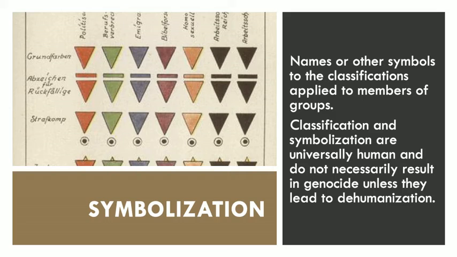And so the first stage of a genocide starts with symbolization. So before there's any killings and any attacks, it begins with naming and giving classifications to members of groups by calling them names and using symbols to identify with them. So classification and symbolization are universally human. They don't necessarily result in genocide unless they lead to dehumanization. We label each other all the time.